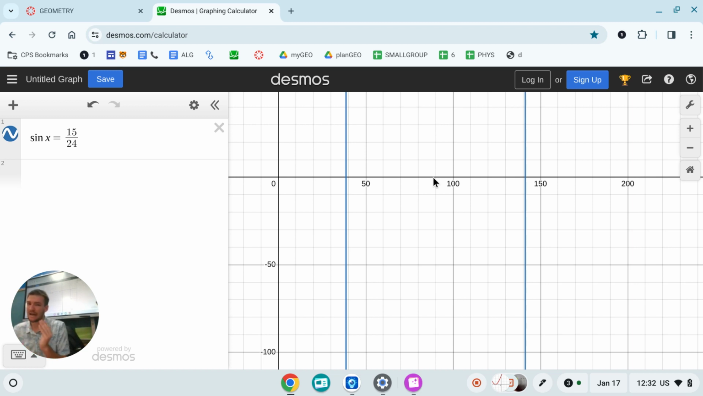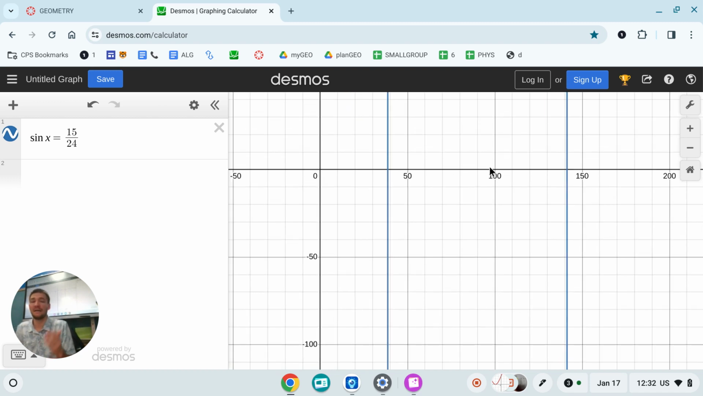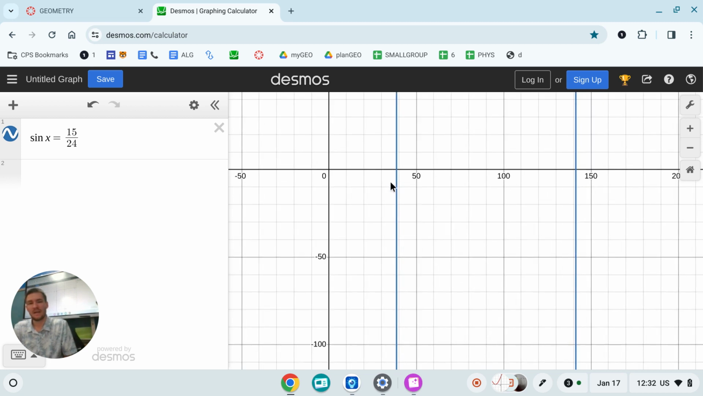Really, it's smaller than 90, but if you just want to think 100's an easier number to remember, you just got to pick the smallest positive number. The smallest positive number is right here.